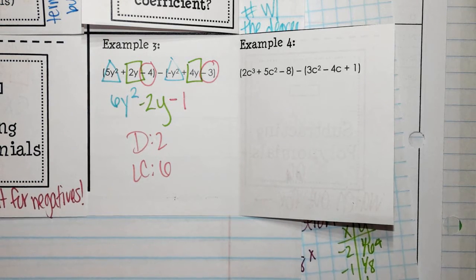Okay. I'm on 5. Which one, babe? How do you do it? The highest degree doesn't have a partner. Bring it down.